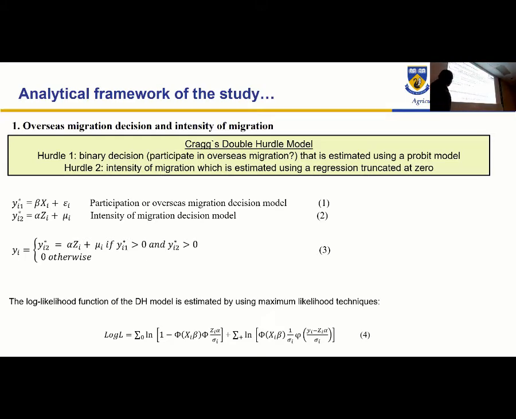So here you can see the dependent variable, 2 different equations for the participation and intensity of migration decision model. So this will become 1 if it is an overseas migrant household. Otherwise, it will become 0, I mean, for a non-migrant household. And this will also be a positive value if it is an overseas migrant household, I mean, if this y1 is greater than 0. So this is how the double hurdle model is estimated, and this is the log likelihood function of this model.